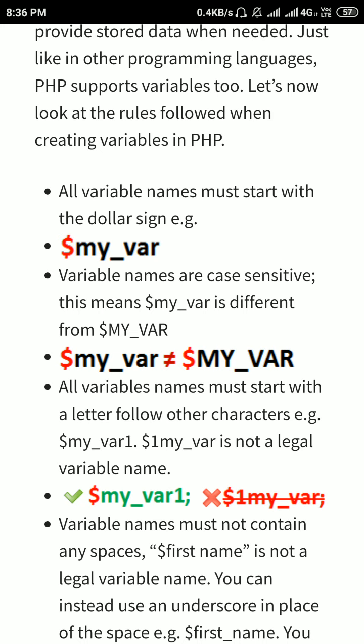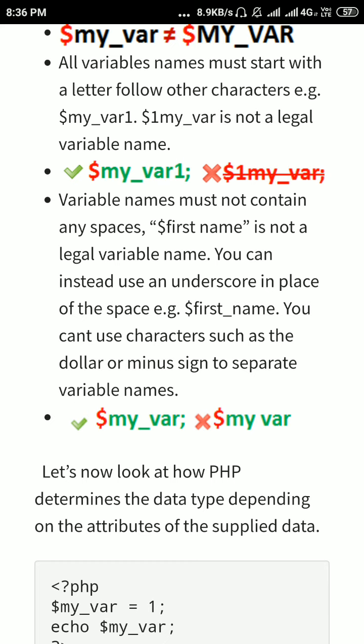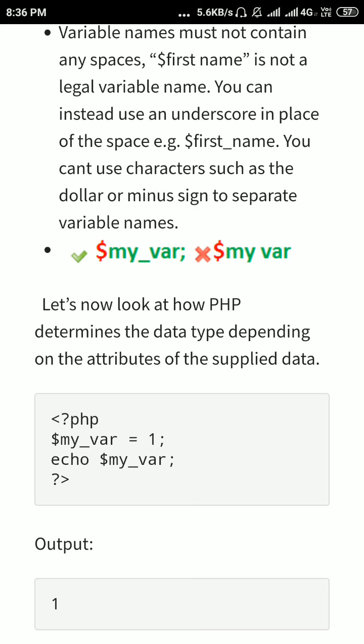But if you write it starting with a number, if the starting name of a variable is a number, it is not legal. There are some specific rules for giving the variable name, like you cannot write with any specific symbol, and you cannot start with underscore, right? So you can use characters such as the dollar or minus sign to separate variable names.